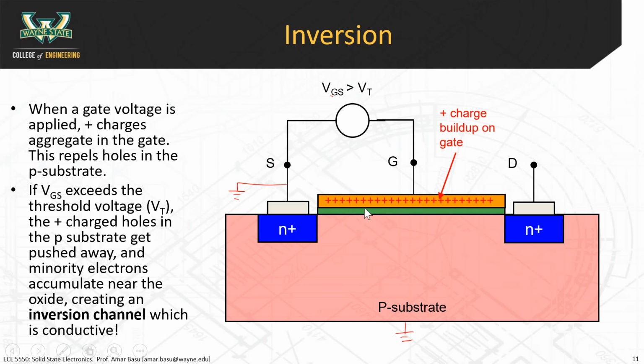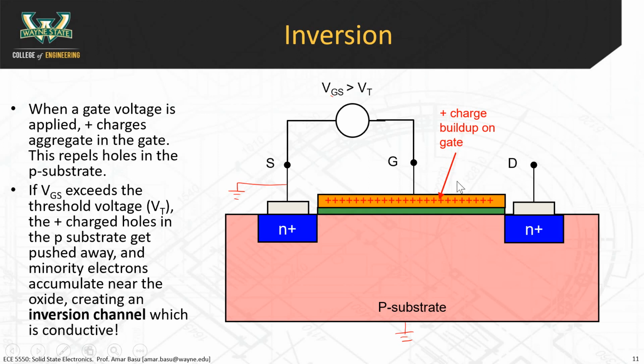Now, the unique thing: a traditional capacitor is metal, dielectric, and metal. So you have metal on both sides. But here you have a metal, oxide, and semiconductor. A semiconductor has two types of carriers in it, so something very unique happens.